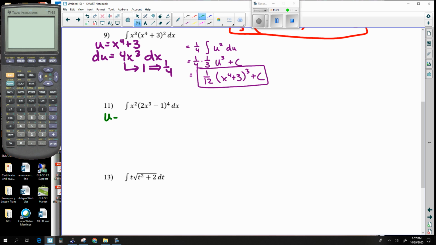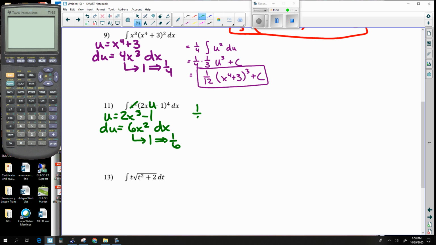Right, u is going to be 2x to the 3rd minus 1. So the derivative is 6x squared dx. I do have the x squared there, but I don't have the 6. I want that to be a 1, so this is 1/6. So I know that the derivative in the original problem is going to go away, and this is now the letter u.